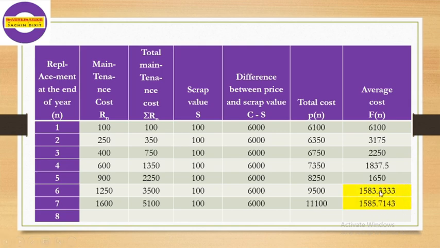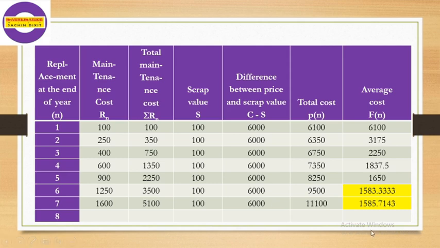Observe these values. Here this value is less than the previous one, so it is decreasing. Up to this, the average cost is decreasing. But after the 7th year, the average cost will be increasing. Hence, we stop here and we have to get the result corresponding to this.